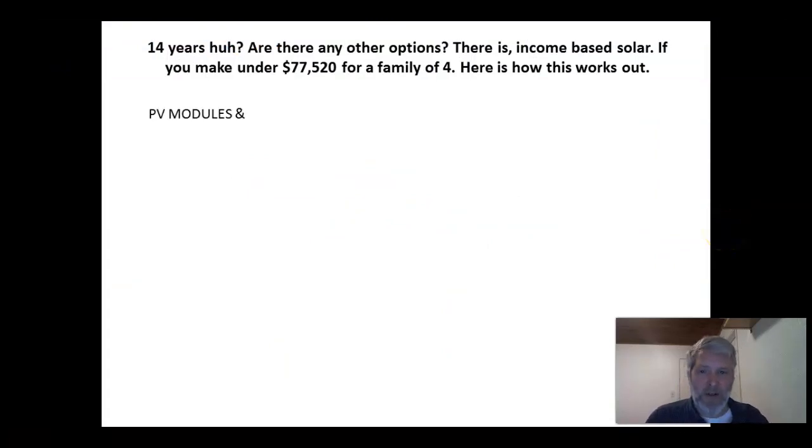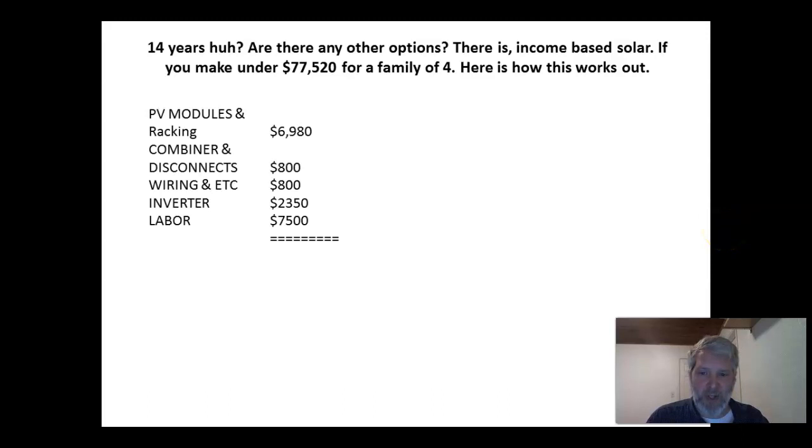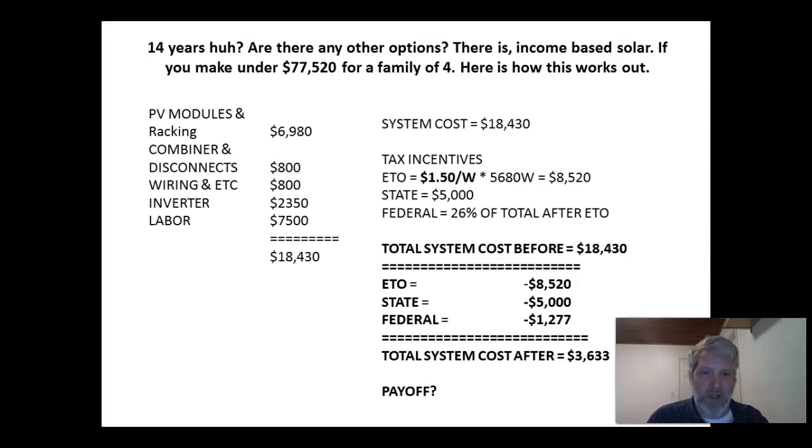of 4, here's how this works out. So the system cost is all the same, right? That didn't change. But now the tax incentives did. So the ETO gives us $1.50 a watt versus 30 cents. So that gives us $8,520. Now we can actually go up to $9,000, which means that if we got a 6,000 watt system, we would fully max out both of these credits, and that would be the sweet spot for getting the maximum incentive for the system.